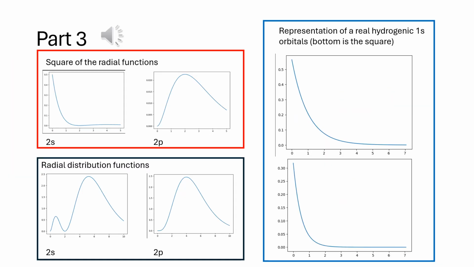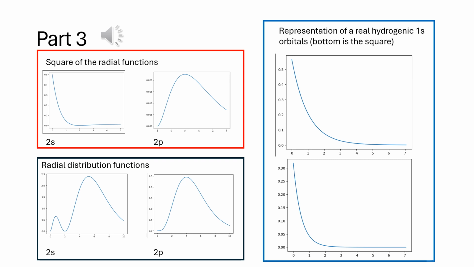In part 3, Python was used to model the square of the radial functions of 2s and 2p orbitals. By multiplying these squared radial functions by 4πr², the radial distribution function was obtained and represented graphically.